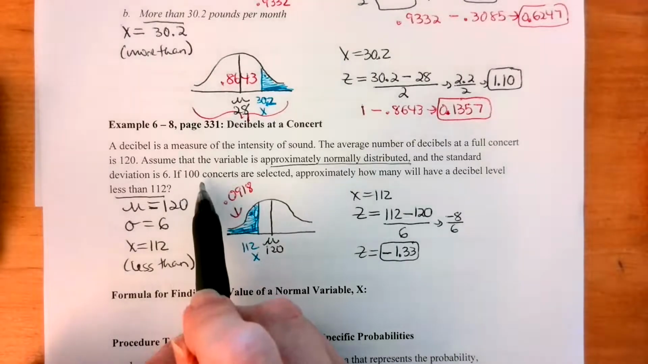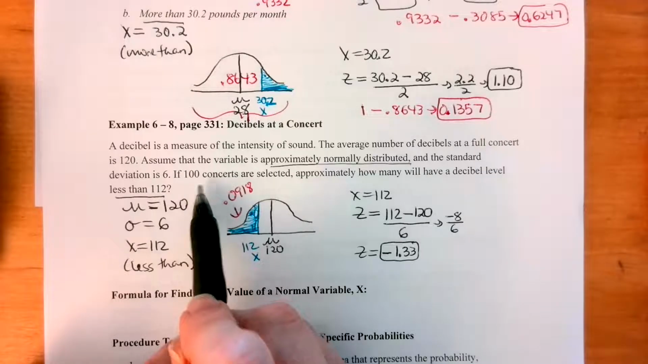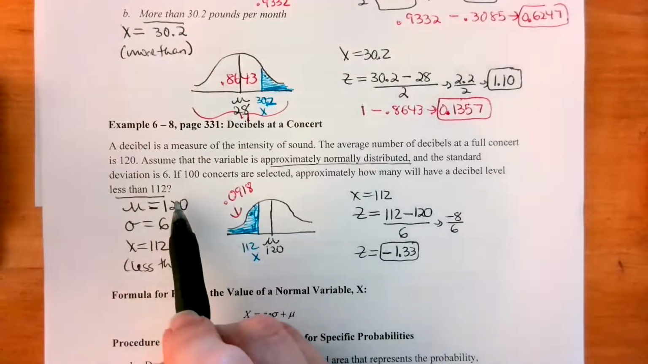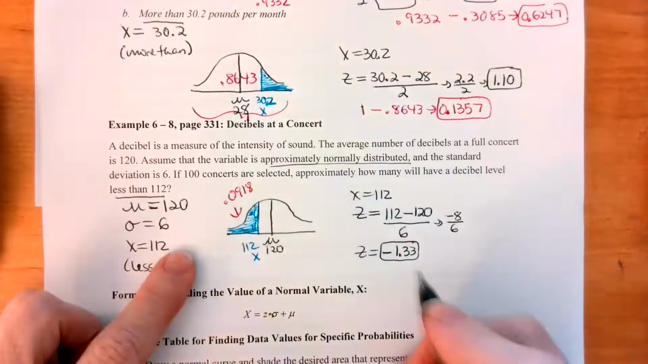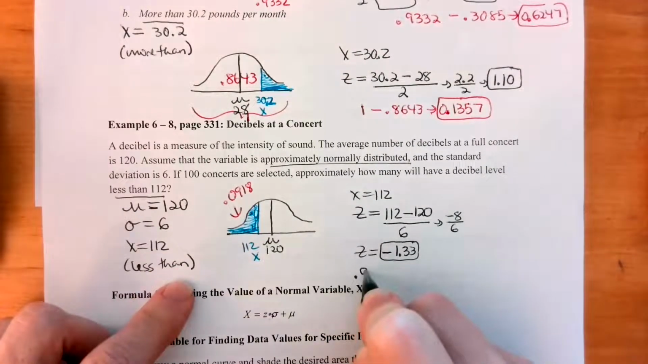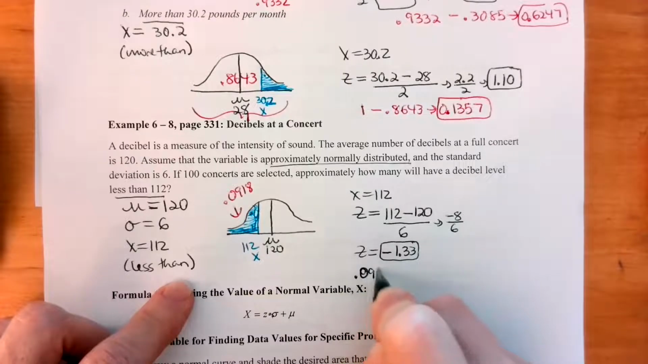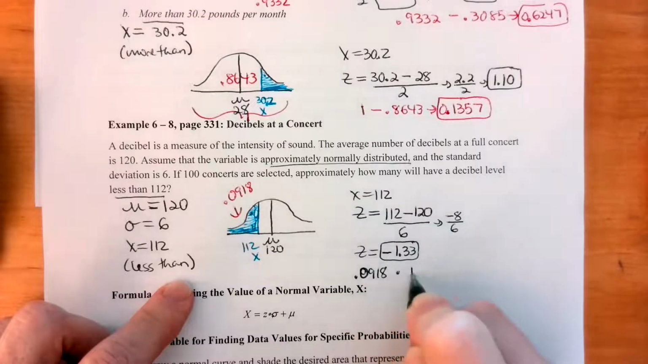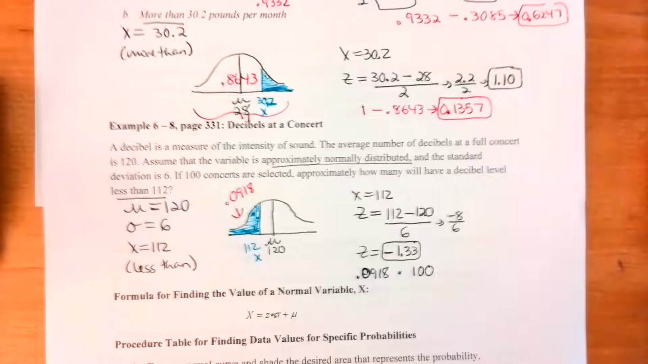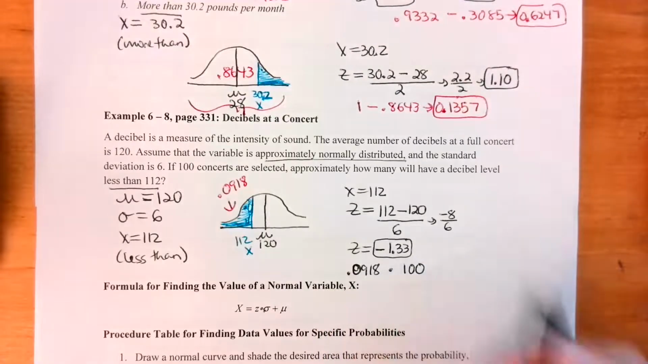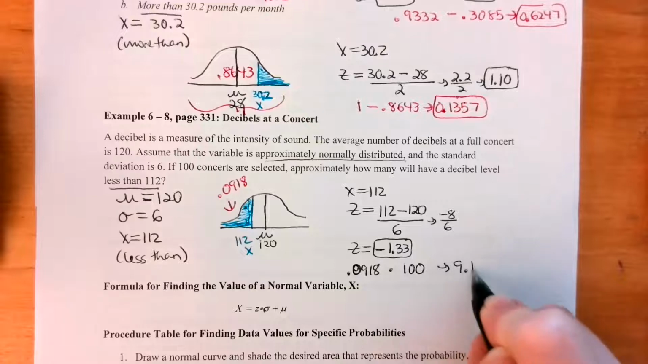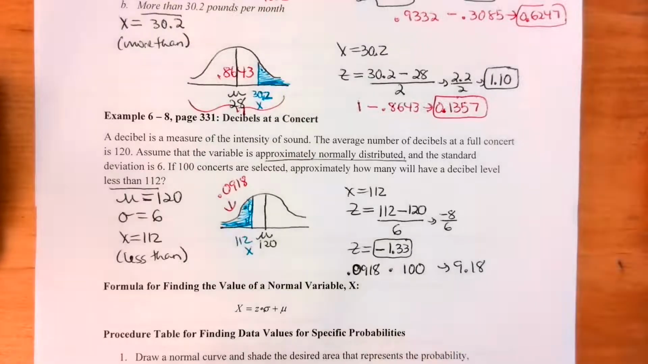So what's the probability of 100 concerts doing that? Well, that's the probability or the proportion. You can use that idea too. So we're going to take that probability of 0.0918 and multiply it times 100 concerts, because that's the probability for one concert. Then we multiply to have 100 concerts. So that's going to be about 9.18 concerts.